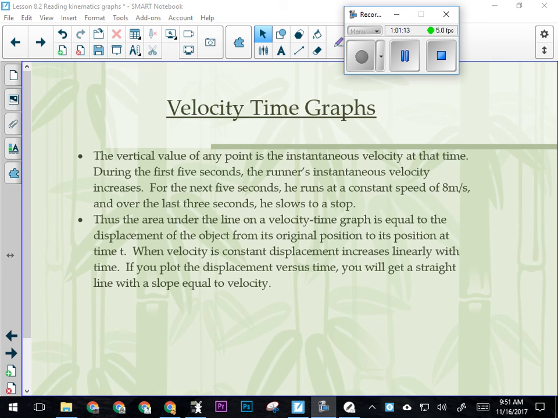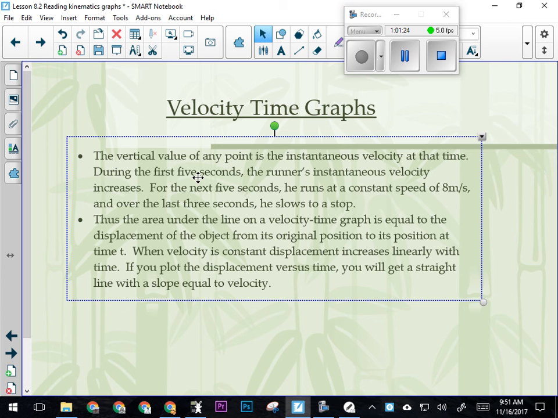Okay, so it's showing you the vertical value. What you can read off of a velocity versus time graph is velocity at any instant. That's why it says instantaneous velocity. And it also shows the time. Then the area under the velocity versus time graph is the displacement.